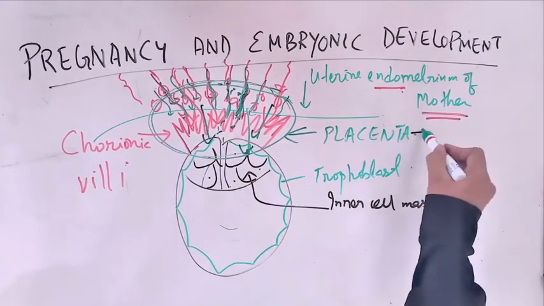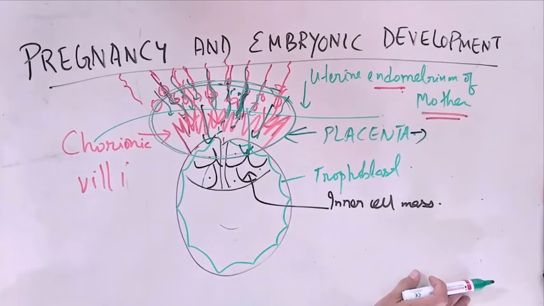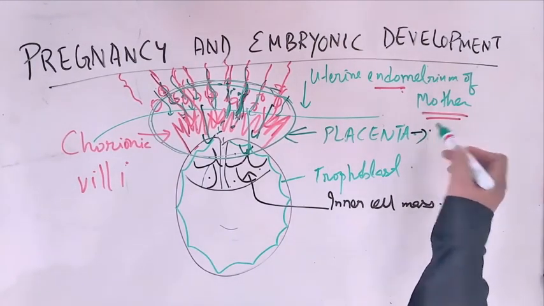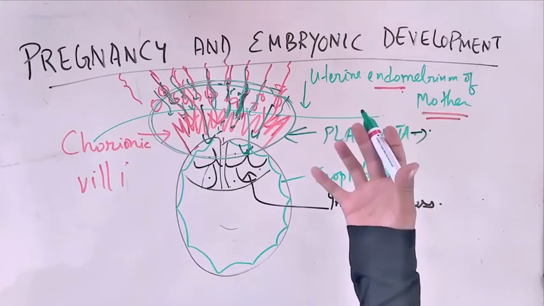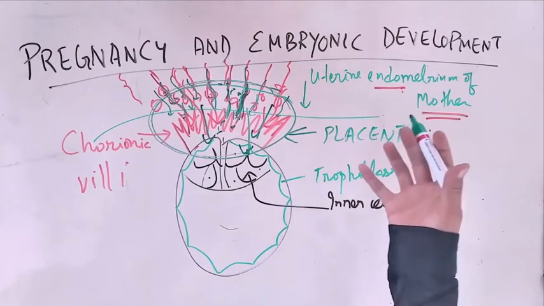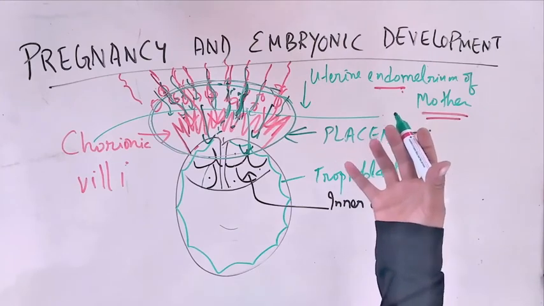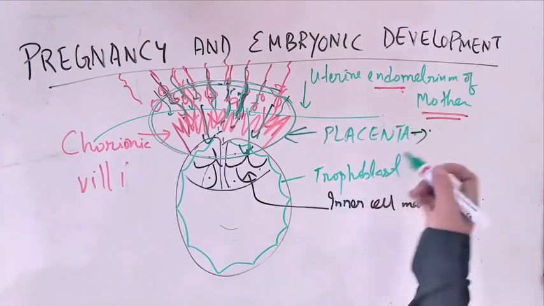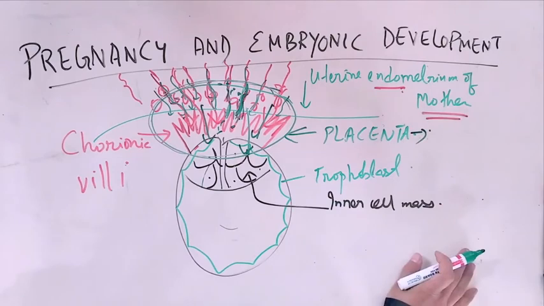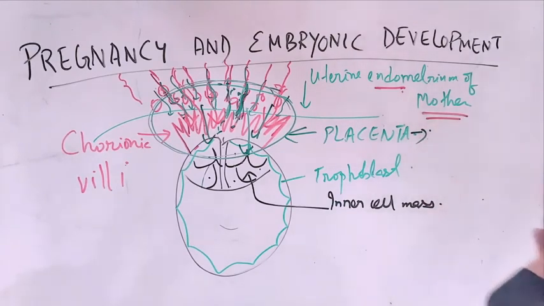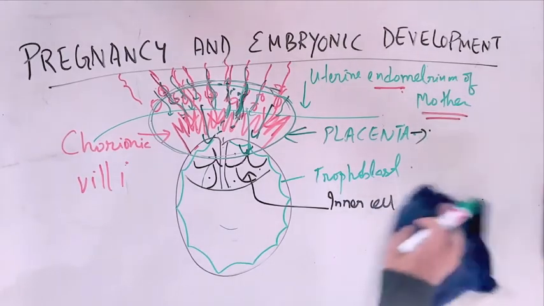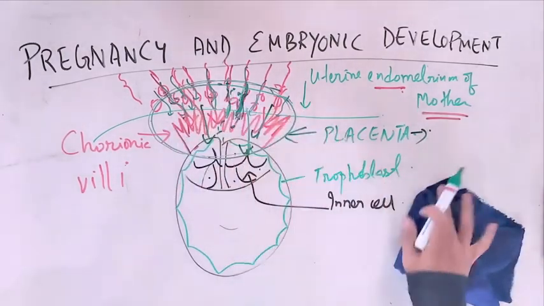Another very important function is that it acts as an endocrine organ. It can release hormones, because now the girl is pregnant, and if she's pregnant, there are some hormones which are really needed during pregnancy, right? So it releases hormones like human chorionic gonadotropin. I think you understood the placenta, no?